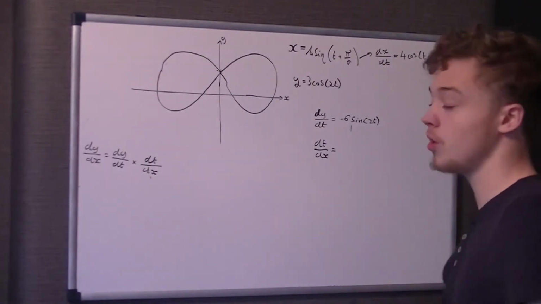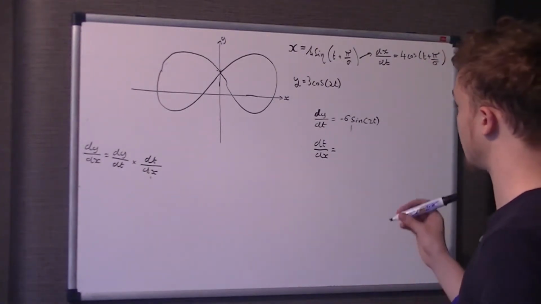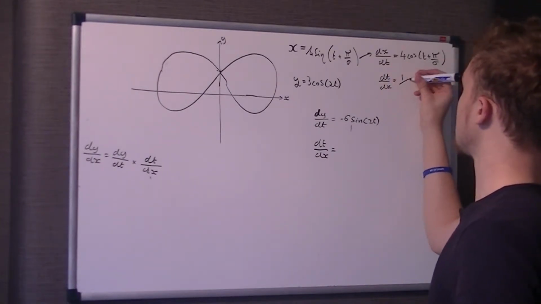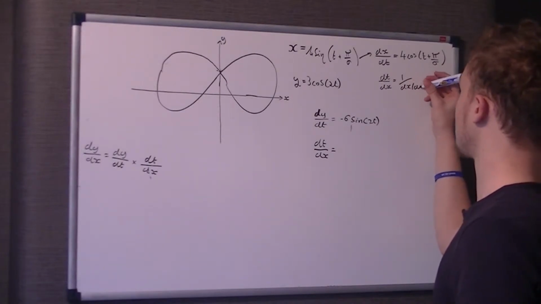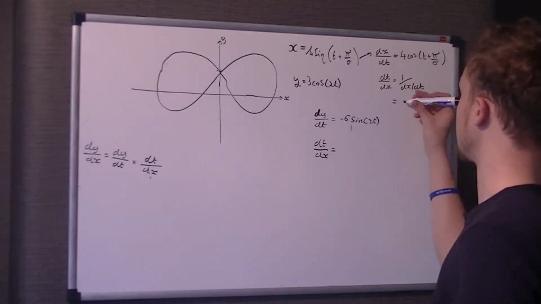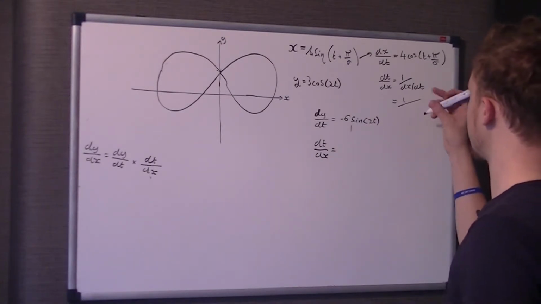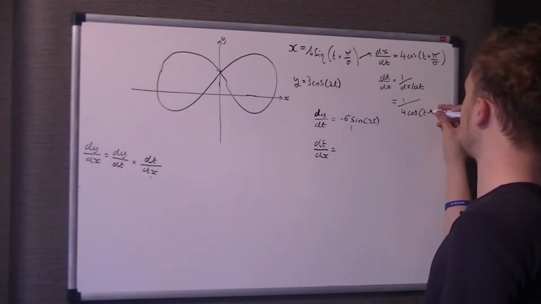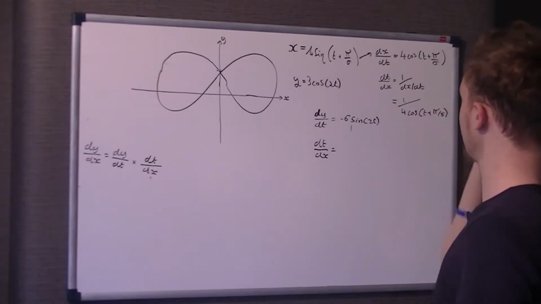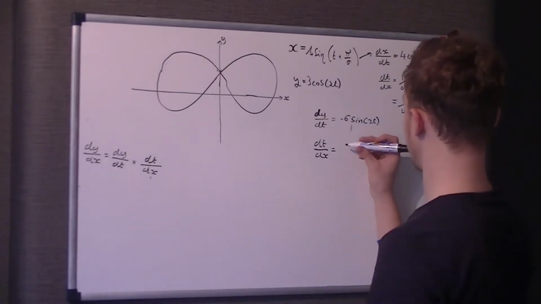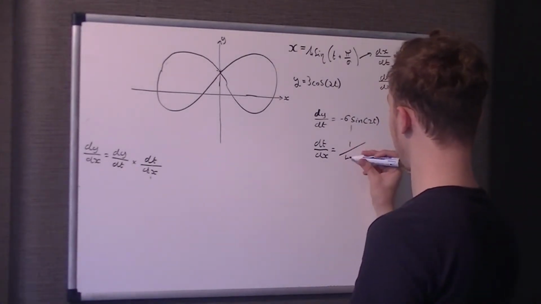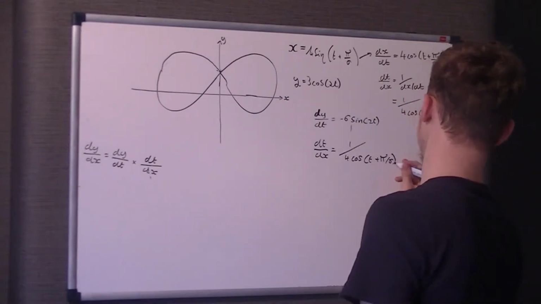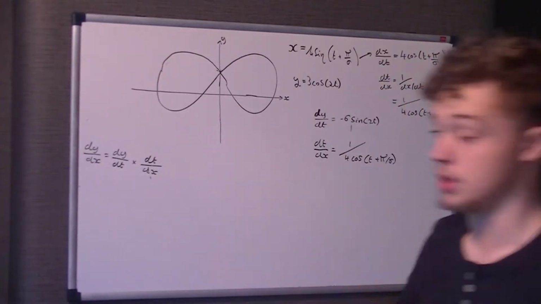But we don't want dx/dt, we want dt/dx. So dt/dx is 1 over dx/dt, which is 1 over 4 cos(t plus pi on 6). So we can write that dt/dx is 1 over 4 cos(t plus pi on 6). So what we do is put what we now know into the chain rule.